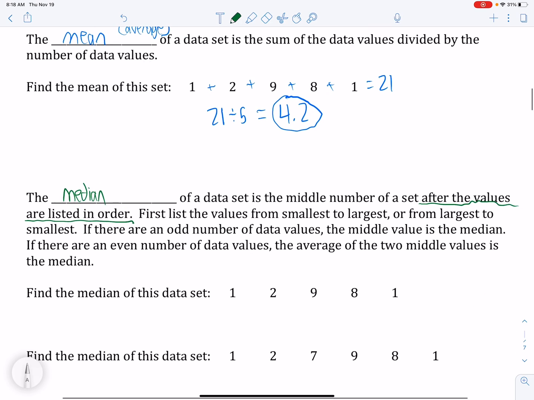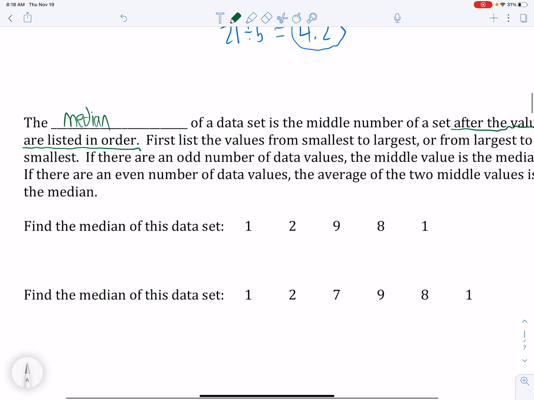So let's take a look at our first problem where we have that same data set we had before, 1, 2, 9, 8, 1, and we're supposed to find the median of that data set. So here we start by listing the values in order. So we would have 1, 1, 2, 8, 9. And here we can see that the one that's in the middle is 2. So 2 would be our median.